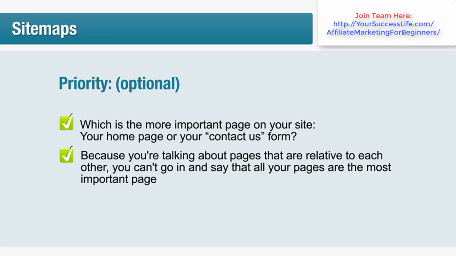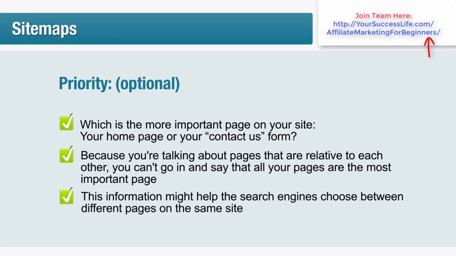The idea is that you should give a higher priority to pages like your index page, your reviews pages, and other pages that you really want to see in the search engines. You should give lower priority to pages that don't really need to be in the search engines. This information might help the search engines choose between different pages on the same site. It won't affect your search engine rankings, but at least you won't find your Contact Us page starring in the search engine listings while your articles are left on the curb.